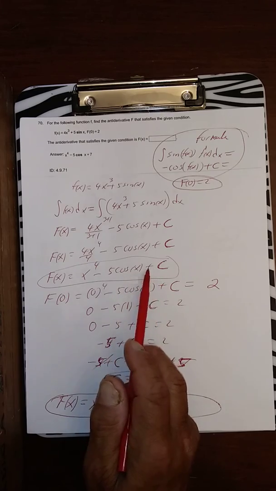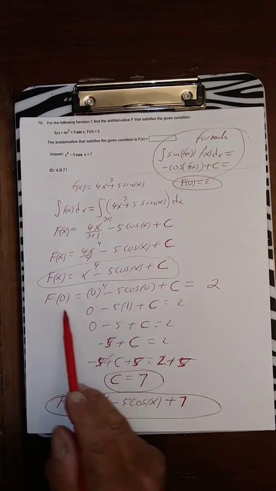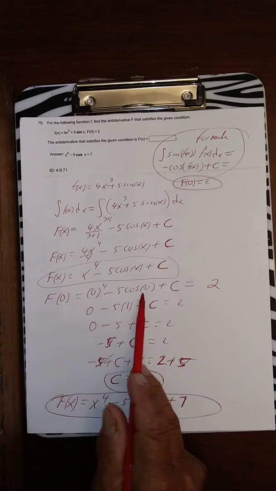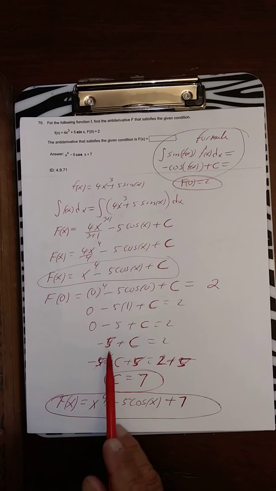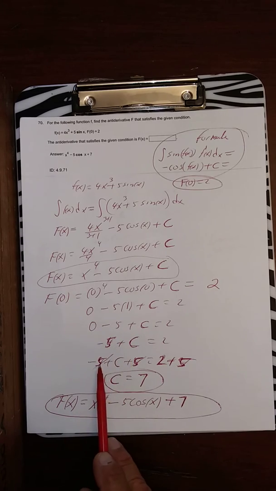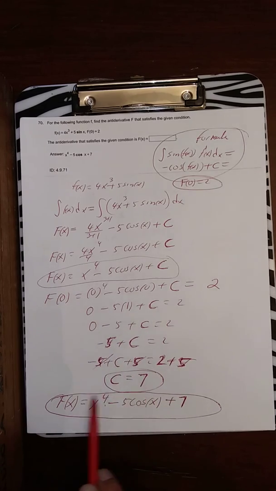Now, they give you an initial condition of f of 0 is 2. Put in f of 0: 0, 0, 0 plus c equals 2. So that's 0 minus 5 plus c. 0 minus 5 is negative 5, so minus 5 plus c equals 2. Add 5. So c is 7. So the final answer is F of x is x to the 4 minus 5 cosine x plus 7.